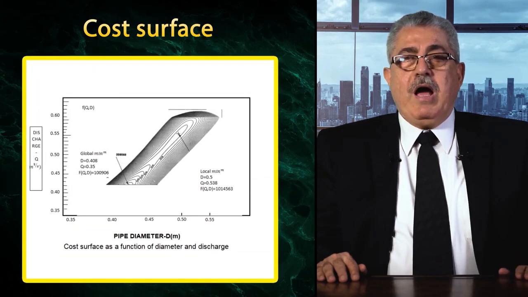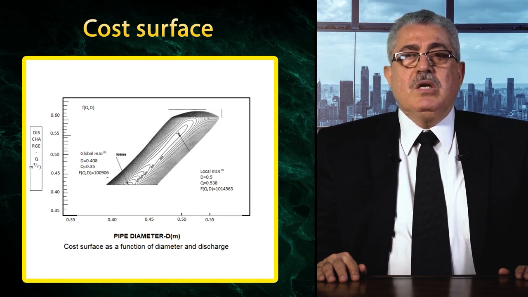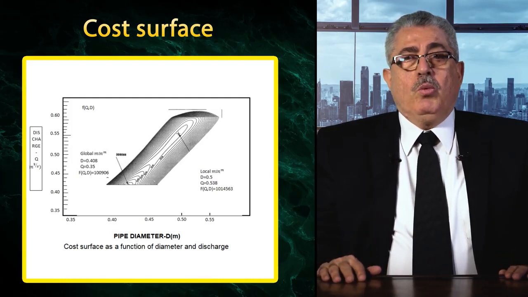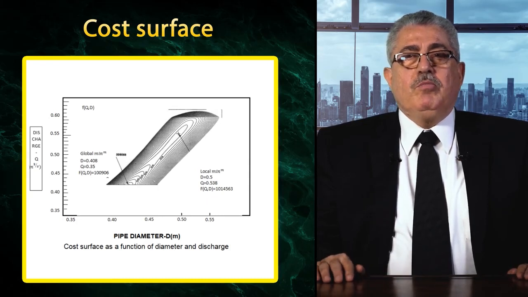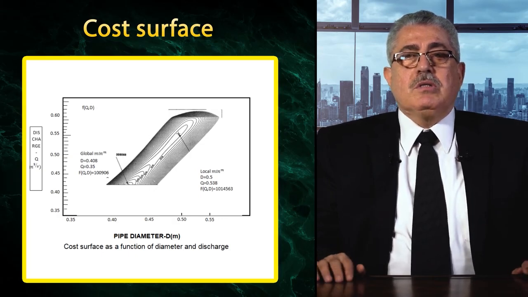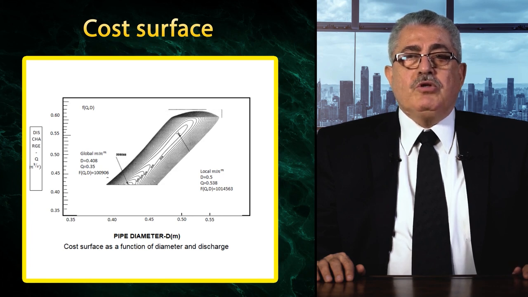This is a contour map of the isocost lines showing the domain of all possible combinations of discharge and diameter, from which we can see 2 values for minimum cost. One of them is a local minimum and the other is a global minimum. The global optimal solution has a cost of 1,009,068 monetary units with optimal diameter 0.408 meter and optimal discharge of 0.35 cubic meters per second.